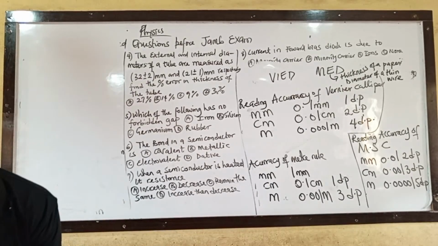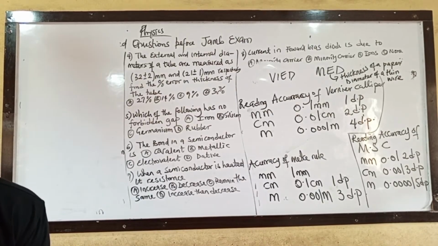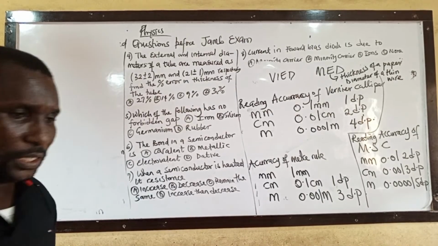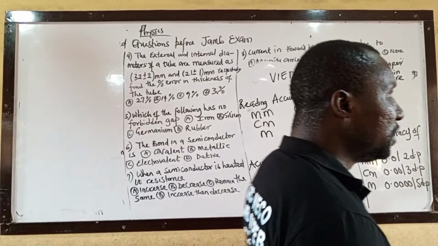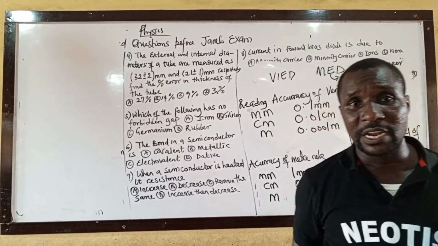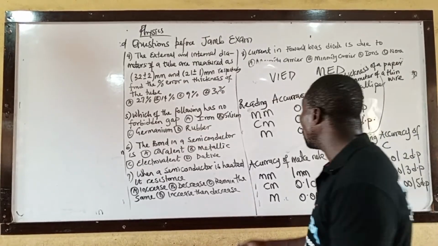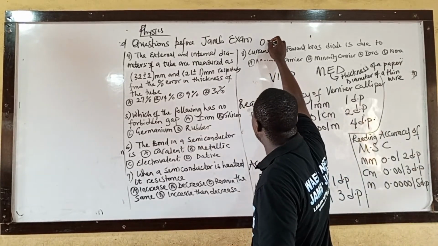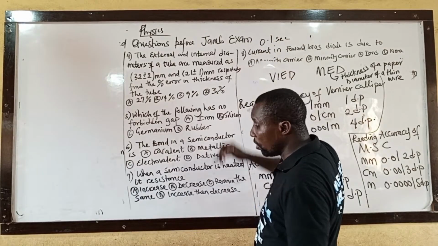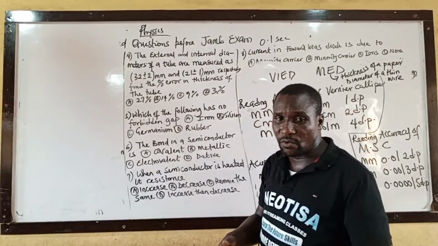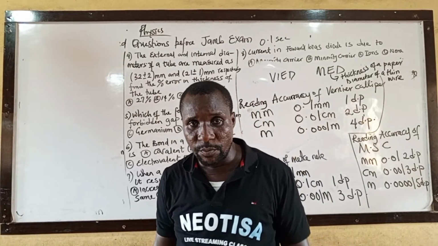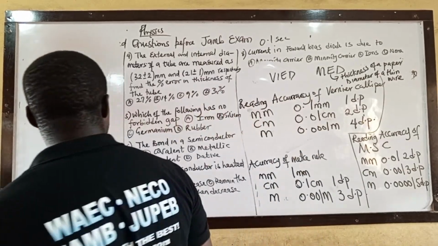Before I move, I should have given you this also. The reading accuracy of a stopwatch is 0.1 second. Take note, the reading accuracy of a stopwatch is what? 0.1 seconds. If they ask you, the reading accuracy of a stopwatch is 0.1 seconds. Let's go to number 2.